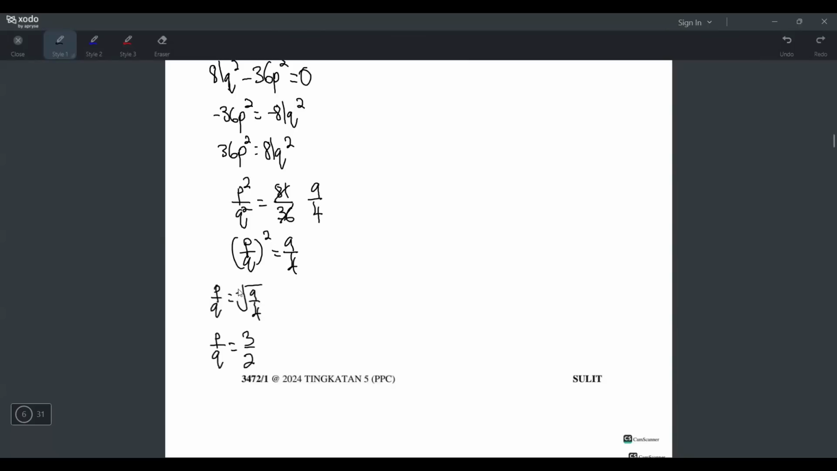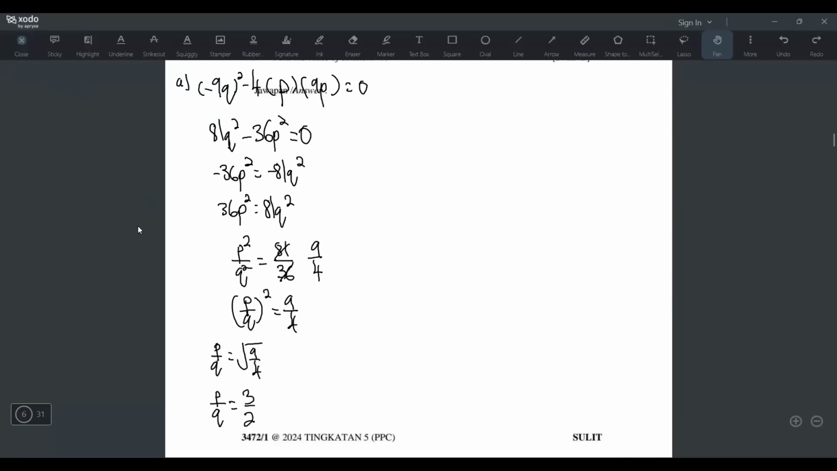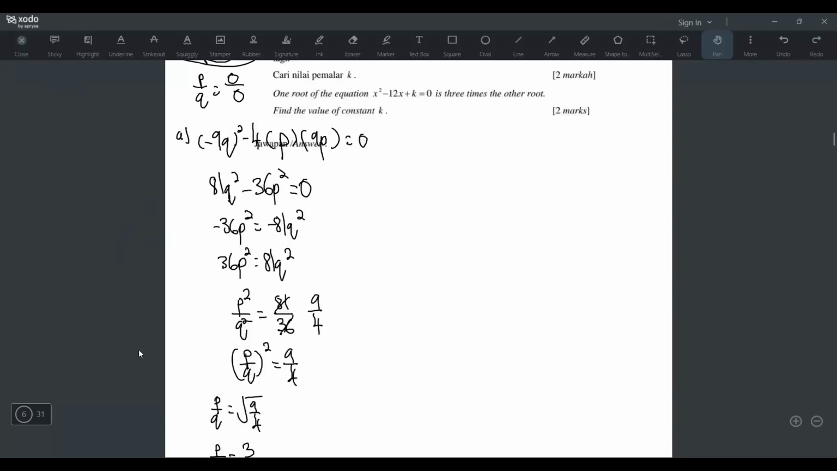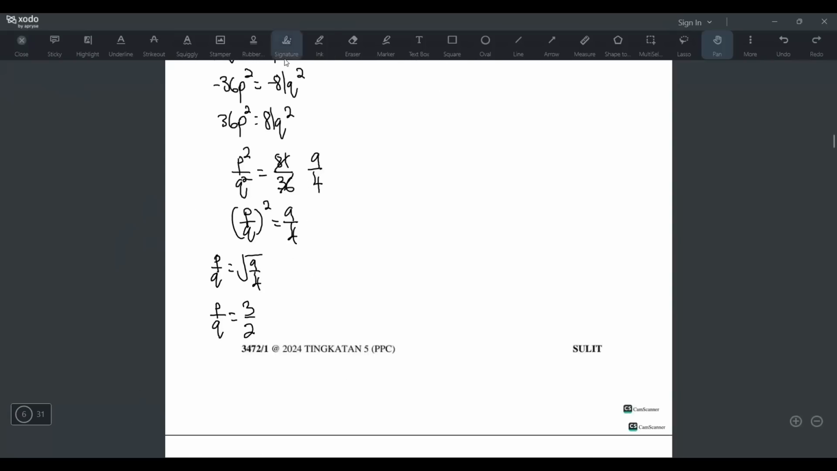Okay, when you square root, usually there are two answers, plus minus. But you need to know that ratio has no negative. Ratio has no negative. That's why I never write the negative answer. Because even if I write the negative answer, later I will reject the negative answer anyways. So I don't even bother writing it. So that's the answer. P ratio Q is 3 ratio 2.